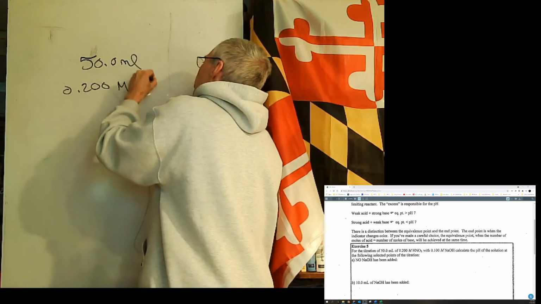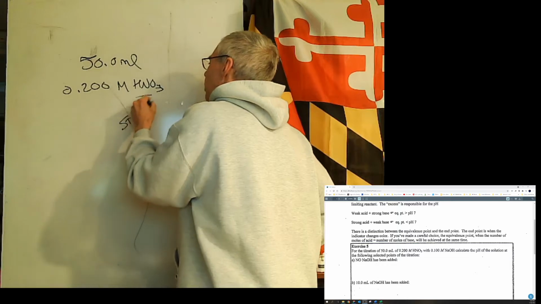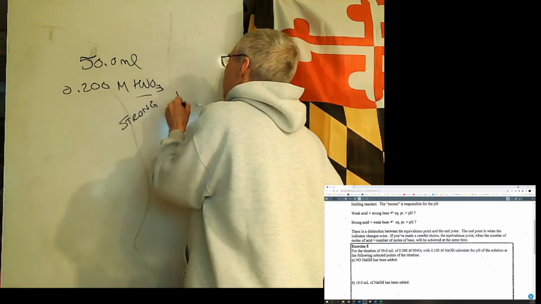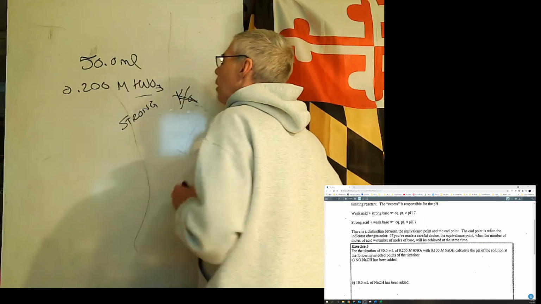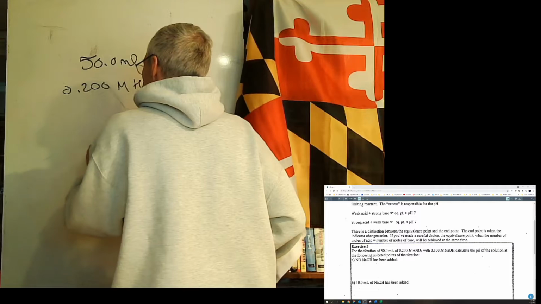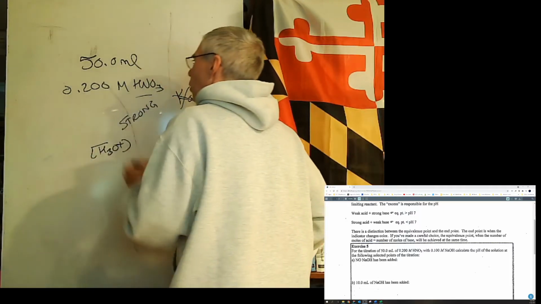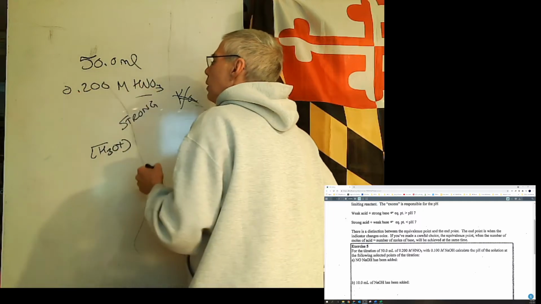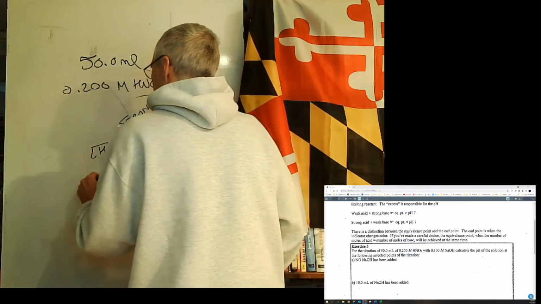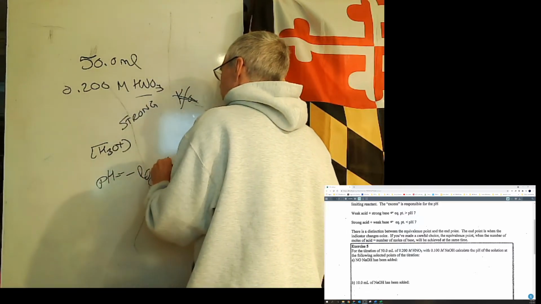Now, a couple of things we notice. Nitric, this is a strong acid, hence the title for the worksheet. Therefore we know that it completely dissociates. There's no Ka. So in order to find the concentration of H3O plus to put it into the pH equation, we only need to know the concentration of HNO3. So we've got pH equals the negative of the log of the concentration of H3O pluses.